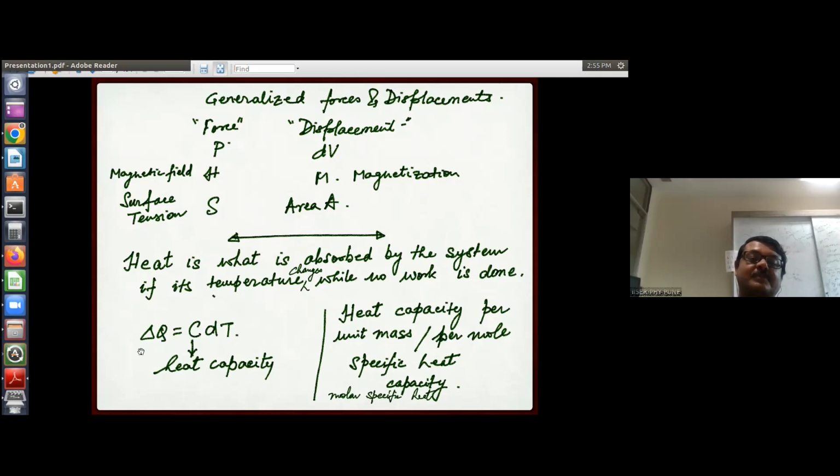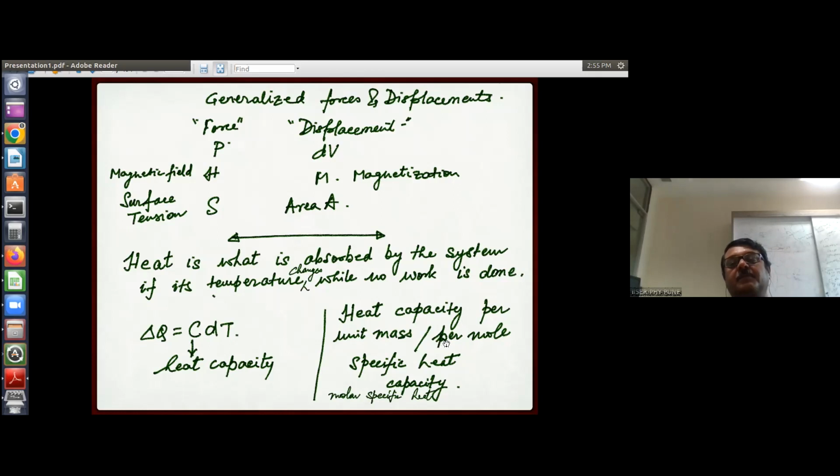Moreover, this change in heat, delta Q, can be written, you might already know this, as heat capacity times dT. The heat capacity is per unit mass. So how much heat is absorbed to change a unit of temperature, right?